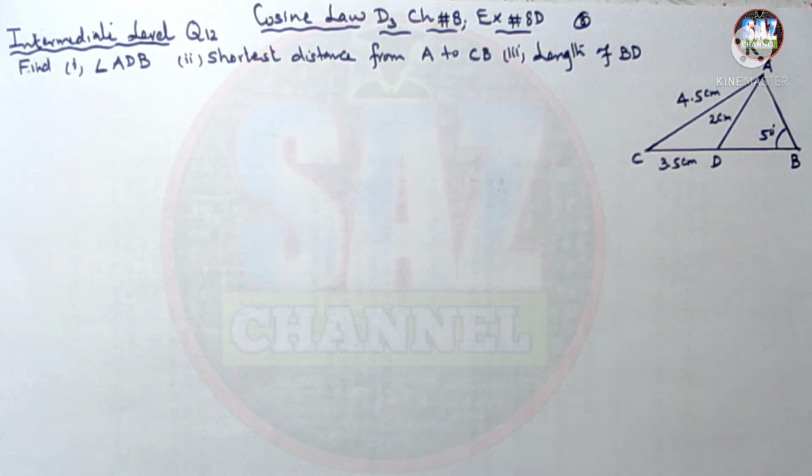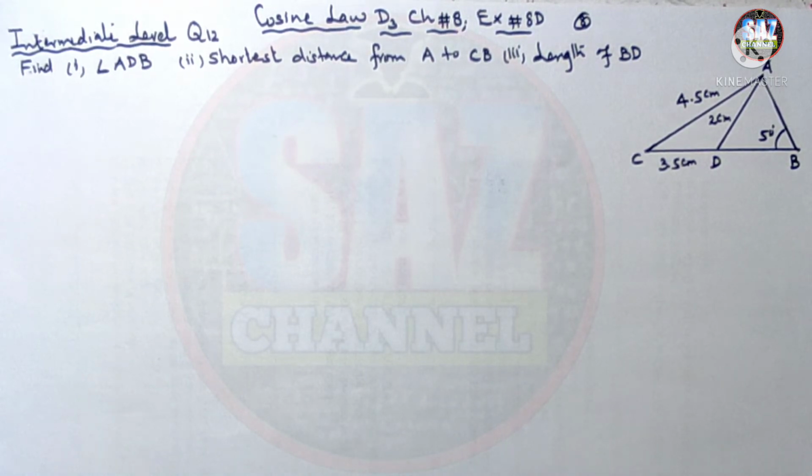This is my 8th lesson of D3, chapter number 8, exercise 8D, that is about the application of cosine law. In this class, students will be learning and discussing intermediate level question number 12. As the question is long, I will be reading the question from the book.